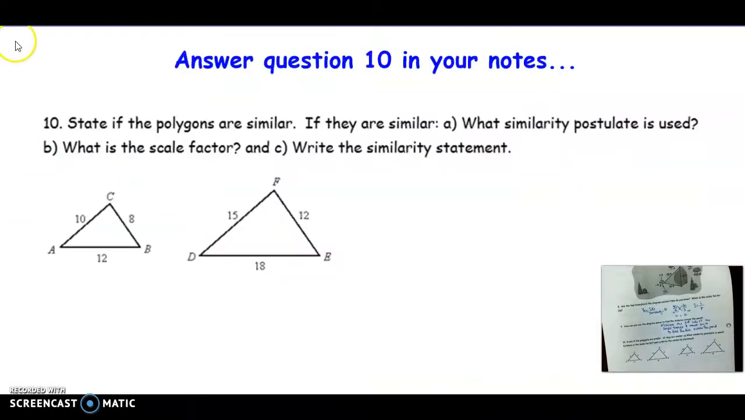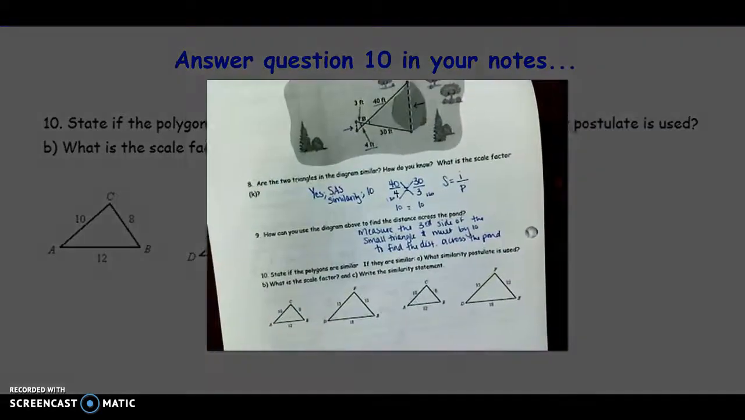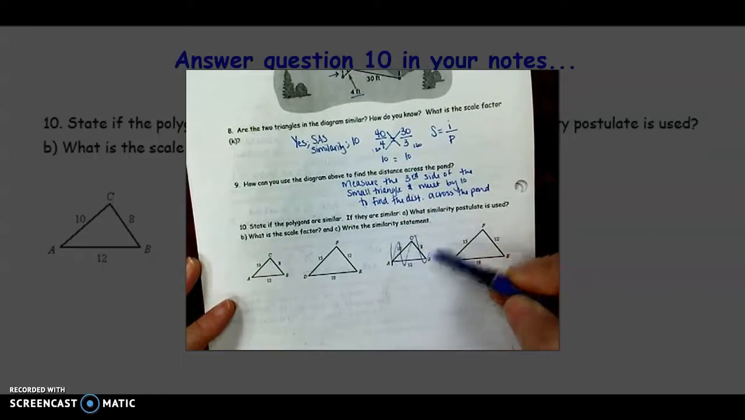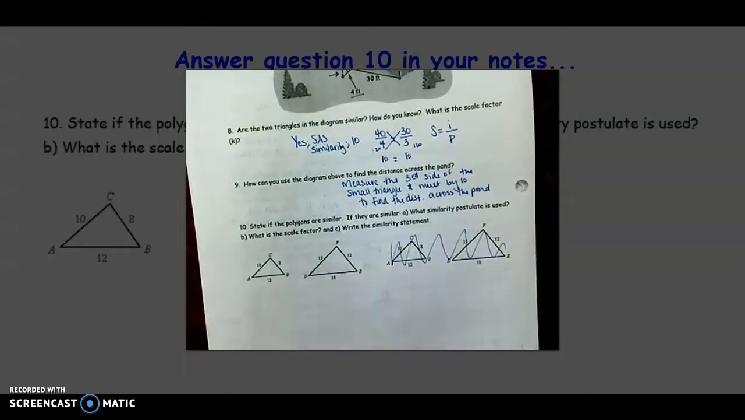All right, so in question 10, we're stating that the polygons are similar, so we'll have to say yes or no. If they are similar, we're going to write what similarity postulate we used and what the scale factor is. And then we're going to write a similarity statement. So if they're similar, we have to say yes, the similarity postulate, the scale factor, and write a similarity statement. Now, for some reason on our notes, that same pair of figures is on there twice. We're really just doing it one time, so it's not two separate problems here.